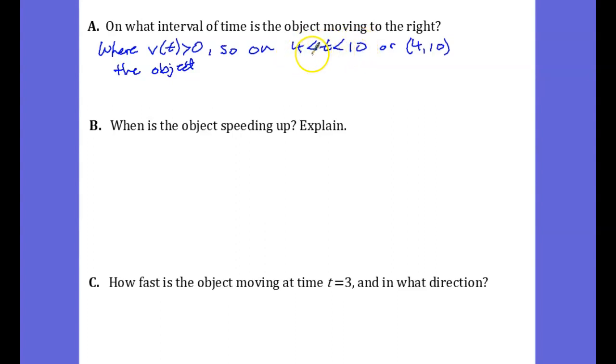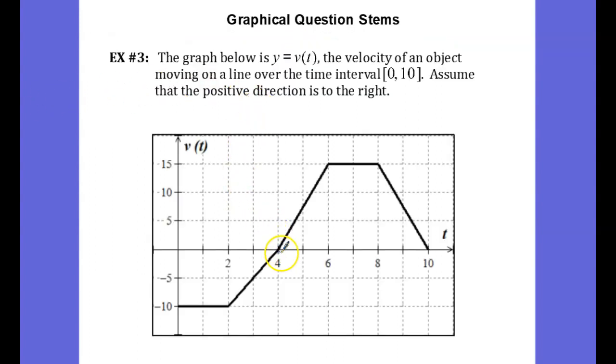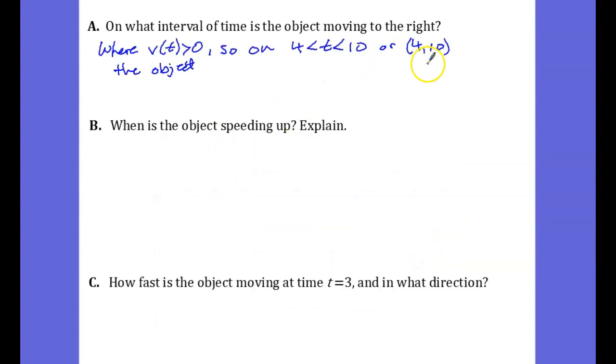I didn't put less than or equal to, I just put strictly less than. And the reason is because at 4 seconds the velocity is 0, and same at 10 seconds. So it doesn't have a positive velocity at those times. If you write it in interval notation, it would be 4, 10 in parentheses instead of square brackets. So that'll be when the object is moving to the right.